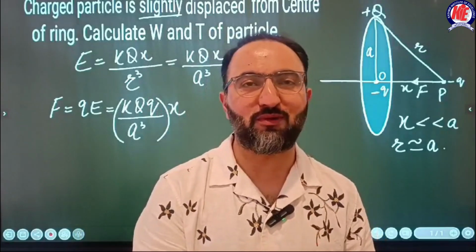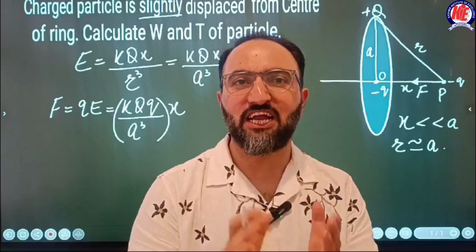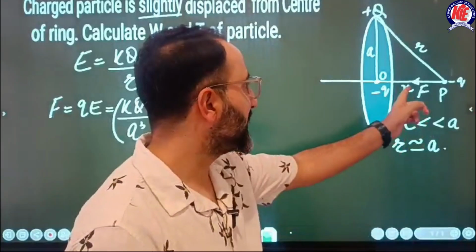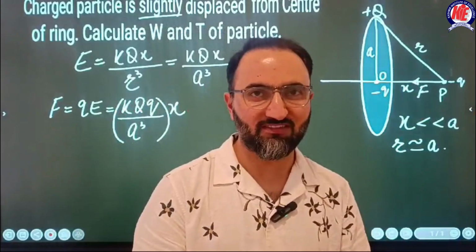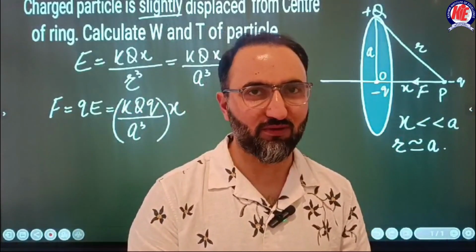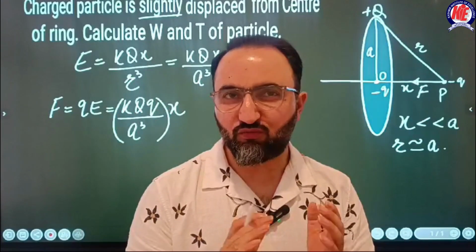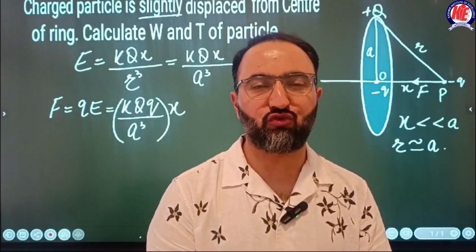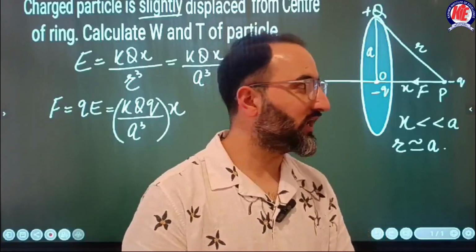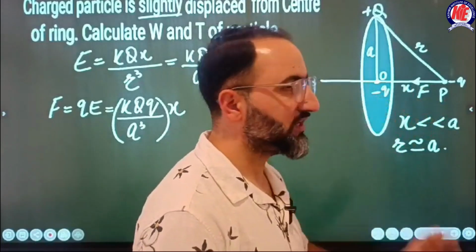This force must satisfy two conditions. Number one is that it must be directed towards the mean position. Number two is that it's a linear function of displacement. Now what this force will tend to do is bring this charged particle, minus q, back to the equilibrium position. The reason is that the force is directed towards the mean position.